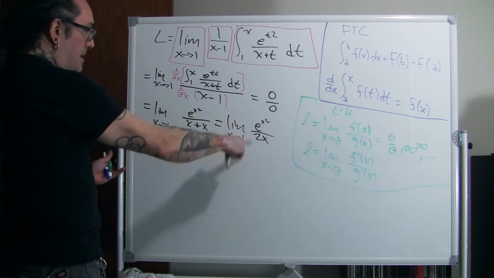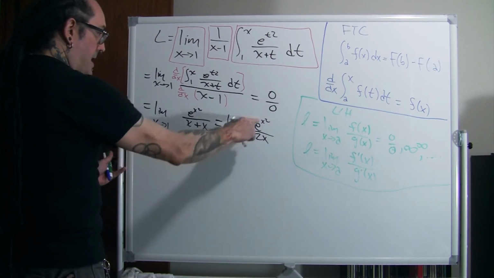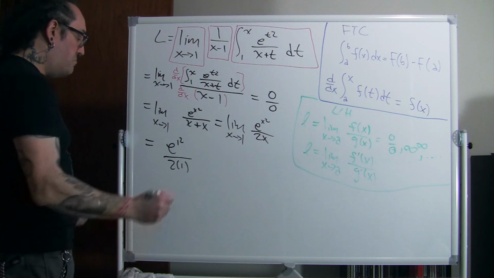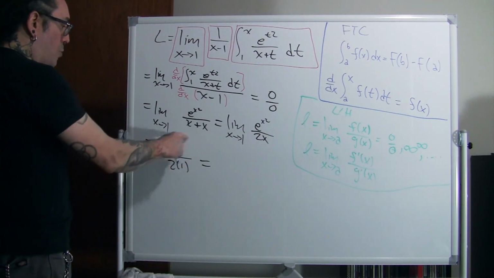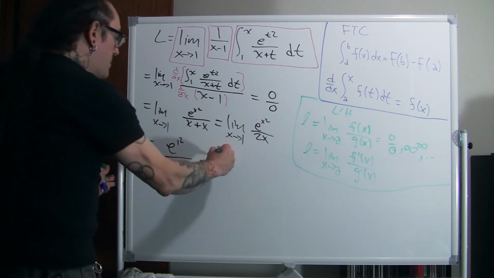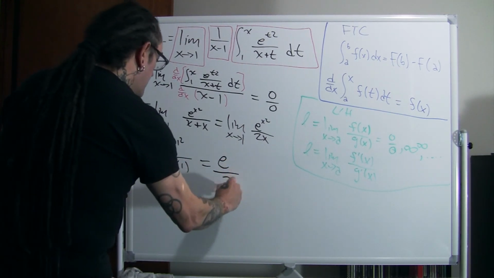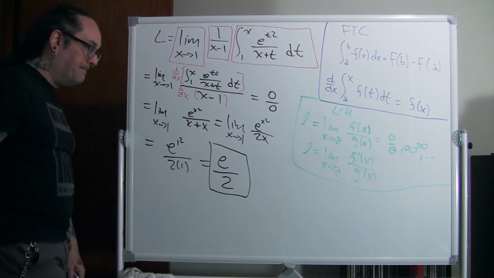So let's have a look. We dropped the limit. We're just going to put this in here. So e to the 1 squared, right? Over 2 times 1. Easy enough. I have no problems here. 1 squared is 1, so it's e to the 1, which is just e. And then the bottom is 2 times 1, 2. And this is our answer.